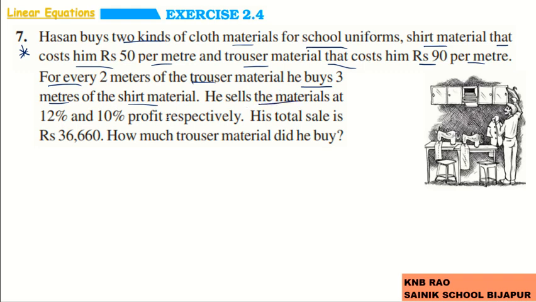He sells the material at 12% and 10% profit respectively. His total sale is 36,660. How much trouser material did he buy? See children, the moment you have, for every 2 meters of trouser material, he buys 3 meters of shirt material, it is one kind of ratio constant.